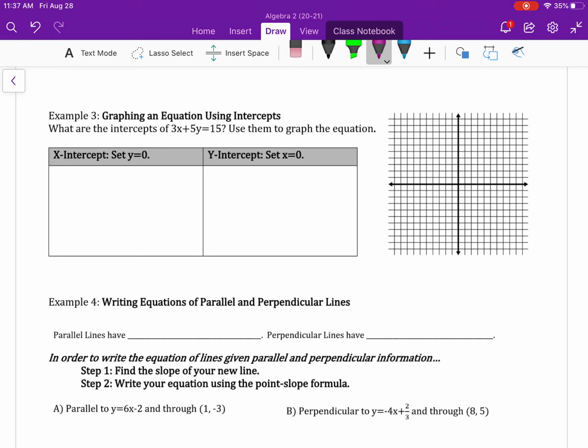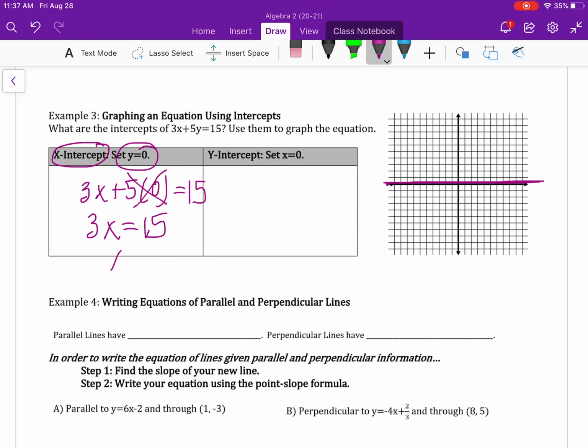Remember, intercepts are the places where a line crosses an axis. So for example, if I want to find the x-intercept, think about what value of y is always on the x-axis, and it's always y is 0. So anytime you're trying to find the x-intercept, plug in y equals 0. So 3x plus 5 times 0, so that'll just kind of go away, equals 15. So 3x equals 15, so x equals 5. So we have that point (5, 0), right? So I can plot that on my graph. I'm going to plot it really large.